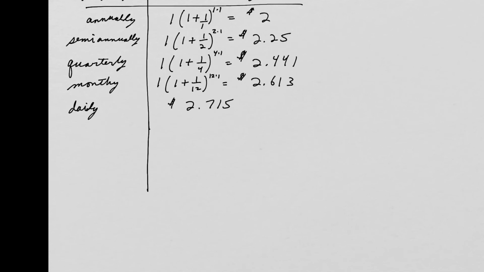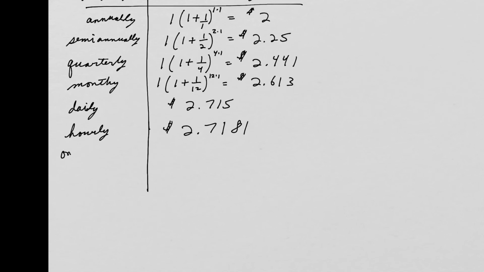K is 365 in that case, right? It's daily. And in hourly, K is now what? K is going to be 365 times 24, right? Some really large number now. And if I work this out, if I plug it all in, I'm going to get $2.7181.